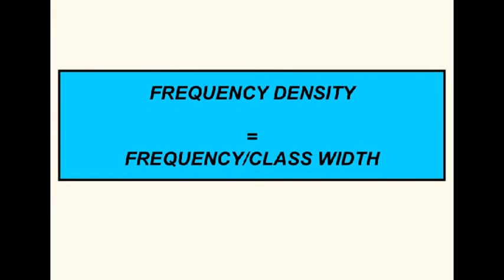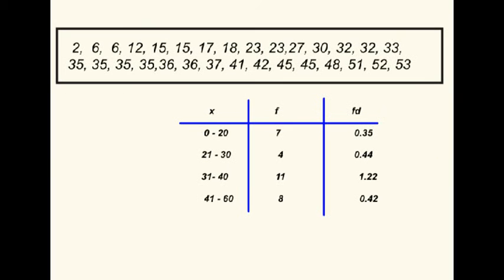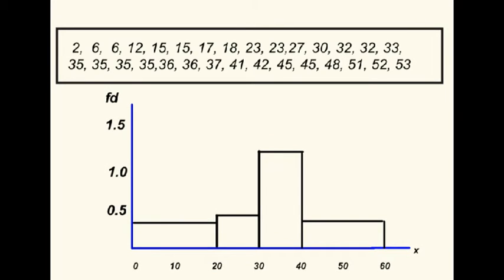To remedy this, we need something called the frequency density, which is the frequency divided by the class width. And sure enough, the diagram looks much more realistic. Though of course the vertical axis is now frequency density and not frequency. This means that the areas of the blocks actually correspond to frequency. This type of diagram is called a histogram.